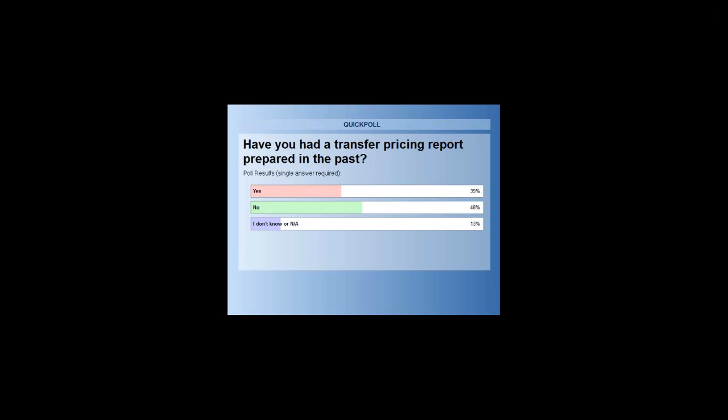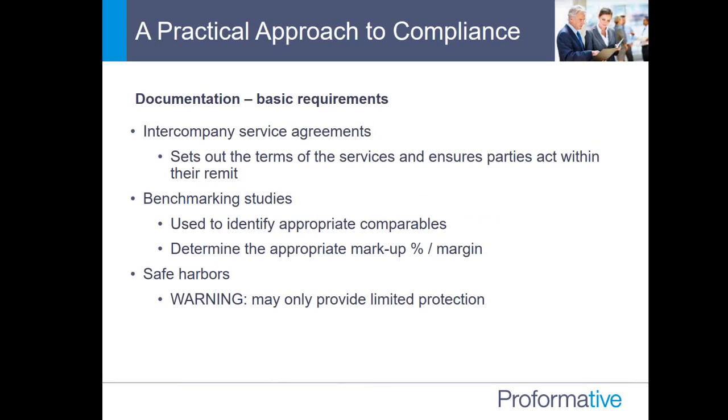The question is, have you had a transfer pricing report prepared in the past? And Lee, what do you think about this spread of answers here? Yeah, it's a very good spread of answers, actually. I think it's not uncommon for companies to have not really given this a huge amount of thought, so the slight number of no's in excess of yeses doesn't come as a great surprise to me, particularly where companies are just moving into the global marketplace beyond their home shores, so that doesn't surprise me at all.